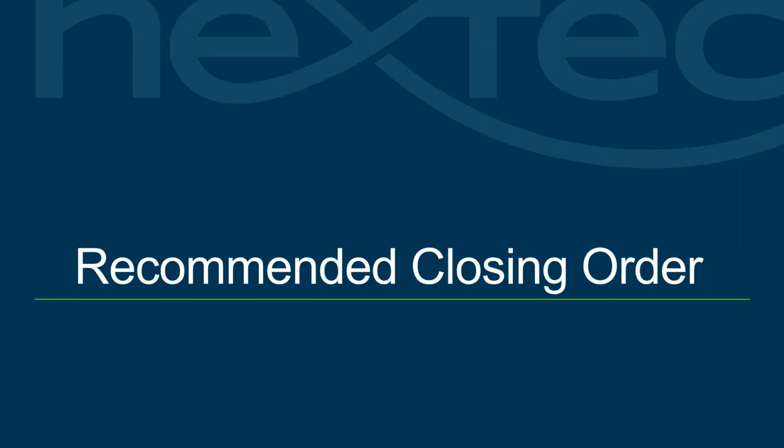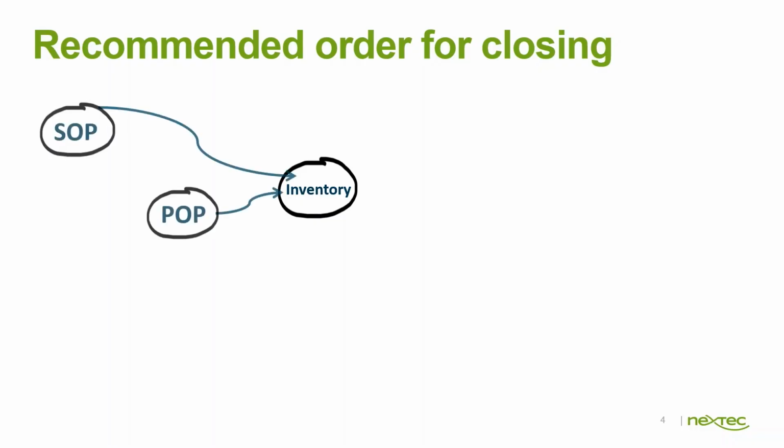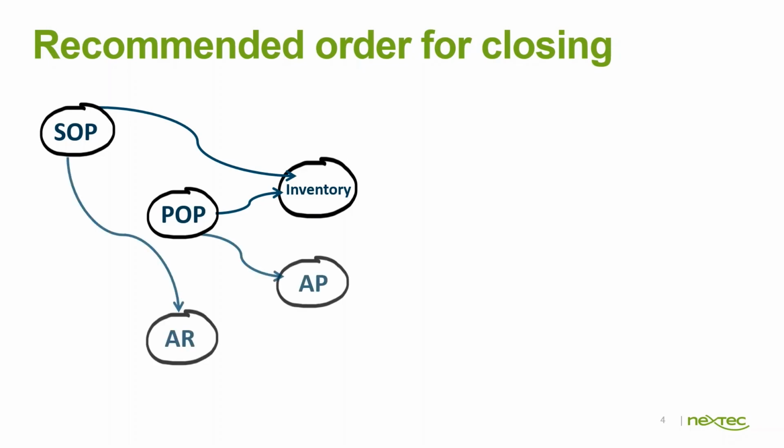Recommended closing order is as follows. We're going to start with inventory. You want to make sure that all your sales order processing, invoices and returns, and your purchase order processing, receipts and returns have been posted for the year. Once that is complete, you can close your accounts receivable and accounts payable.